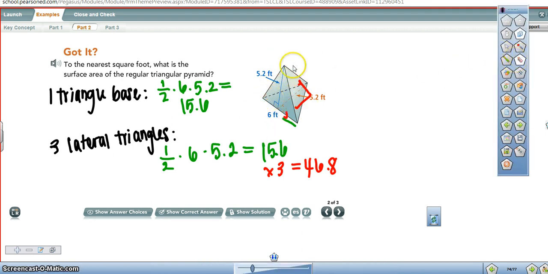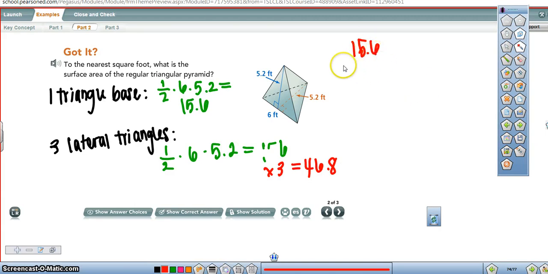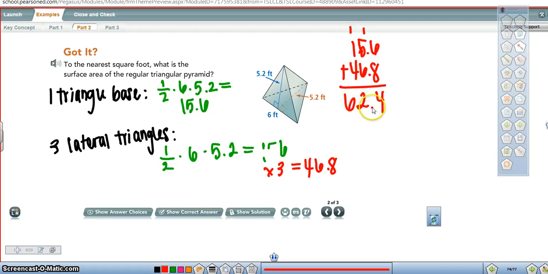So we have the area of all of the triangles. All of these triangles are the same size. The bottom and all the sides are all the same size. It's almost like a cube is. It's a triangular prism with all of its sides the same. But anyways, we have to add up all of our sides here. .4 feet squared is our total surface area.